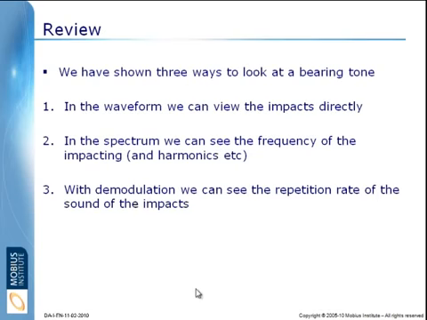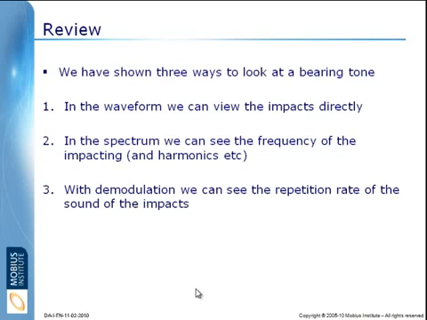So now let's do a quick review of what we've discussed. We've basically shown three different ways to look at a bearing tone. The first way was in the waveform, where we are viewing the impacts, and that's the balls hitting the fault, directly. Every time there's an impact, we see it very clearly in the time waveform. In the second method, we looked at a spectrum, and this is asking what is the rate at which the balls are hitting that defect. And that is a graph of frequency versus amplitude.